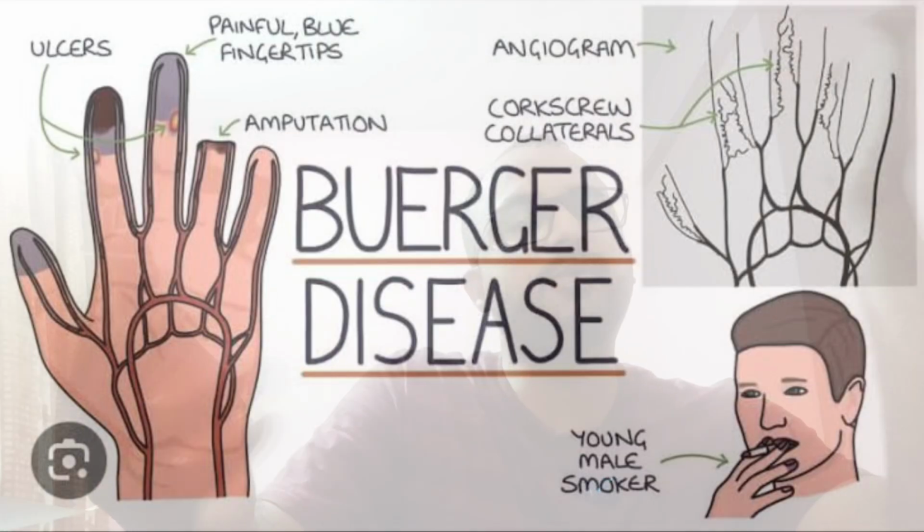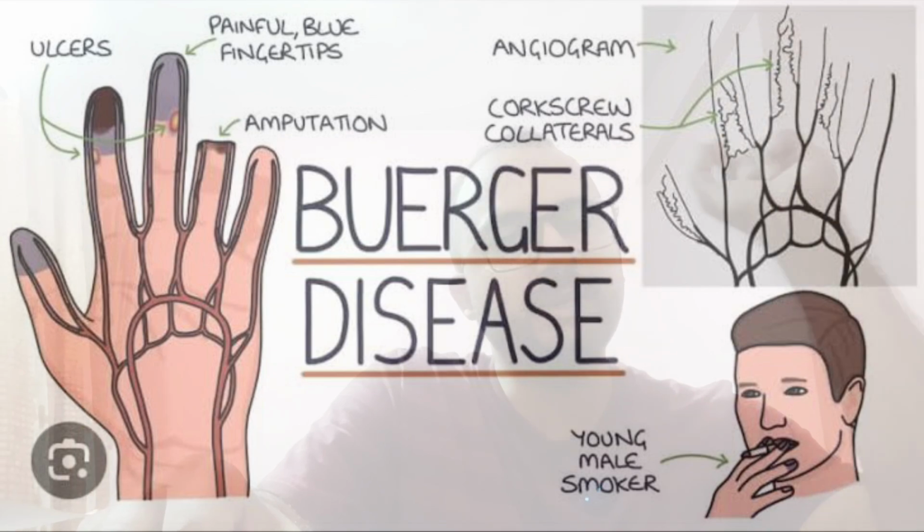Today we are discussing a case of a chronic smoker with a pain in the tip of the finger and a necrotic black color change in the tip of the finger. So patient, this usually suggests a case of thromboangiitis obliterans or Buerger's disease. So this is a vascular disorder.